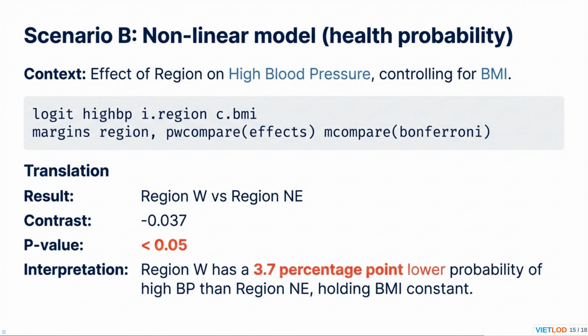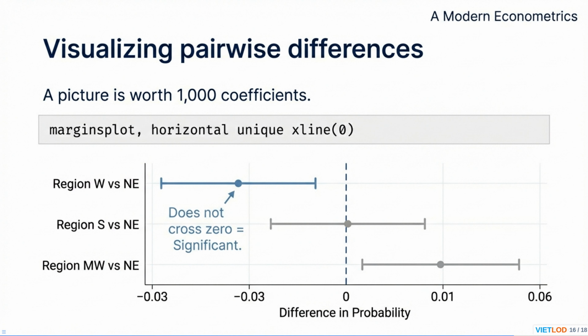If we look at the comparison between Region West and Region Northeast, the contrast is negative 0.037, with a significant p-value below 0.05. The translation here is key. It tells us that Region West has a 3.7 percentage point lower probability of high blood pressure than Region NE, assuming BMI remains constant. This demonstrates how marginal effects turn complex logit coefficients into clear, actionable findings.